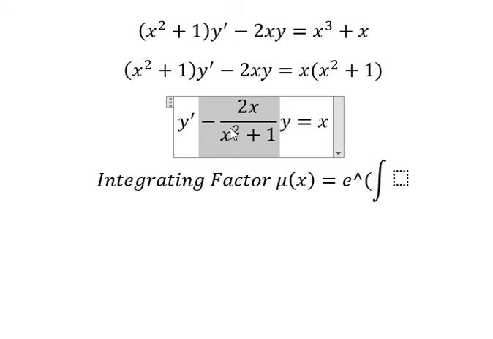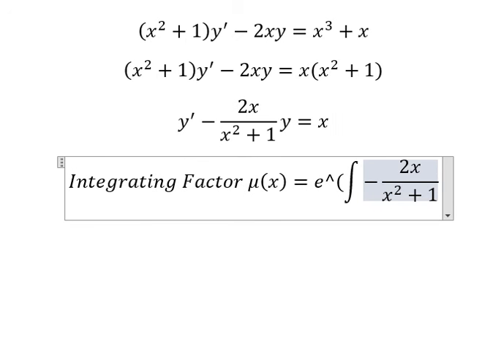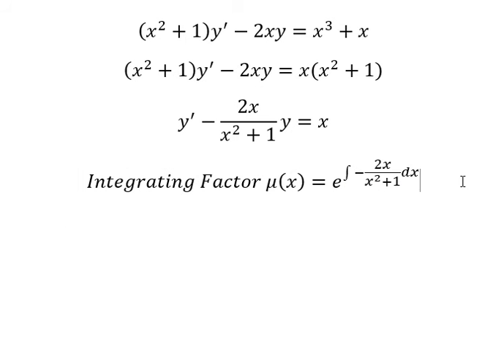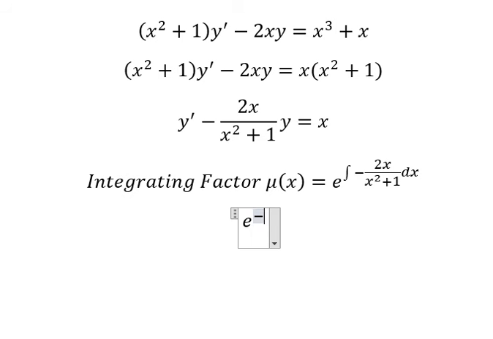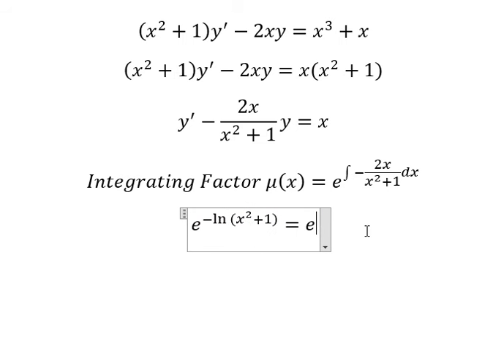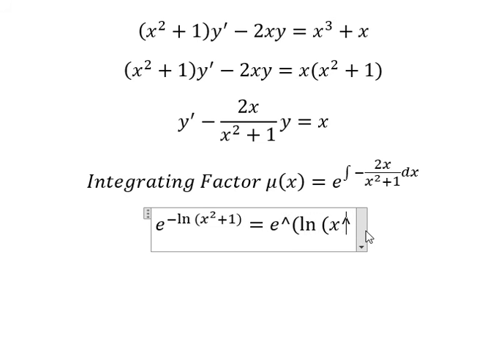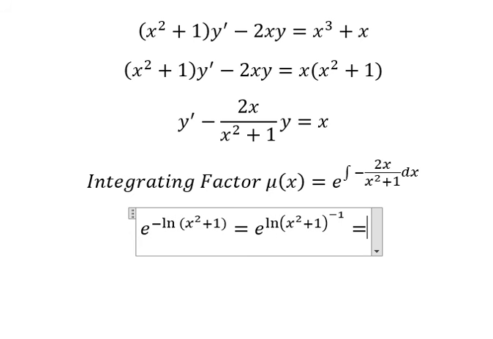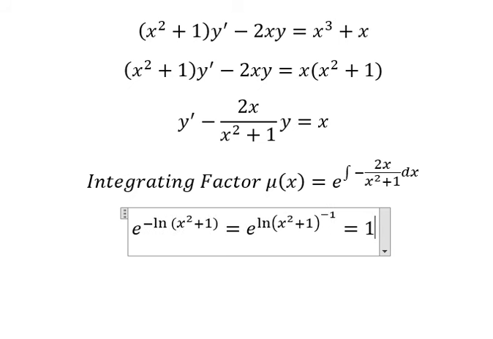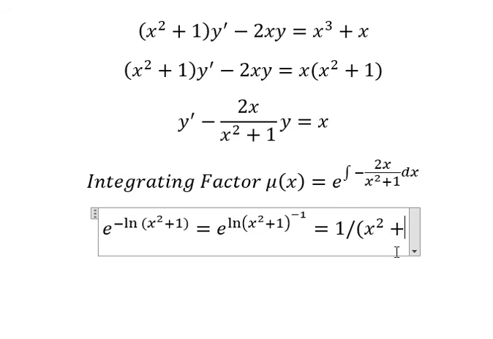This is the integrating factor. We put this one in here. The integration of this one, we will have negative ln of s squared plus 1. So we put the negative inside the natural log here. And if we simplify, we have 1 over s squared plus 1.